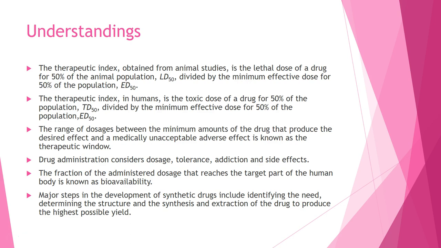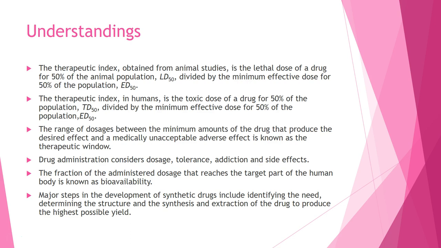There are a number of things that we need to know for this in terms of being assessed. One of those is being able to talk about the therapeutic index. So looking at the therapeutic index derived from animal studies, as well as that derived from human studies, and the differences between the two. We need to look at the range of doses that are involved in drug delivery, from minimum amounts through to the maximum amounts that we can deliver safely.